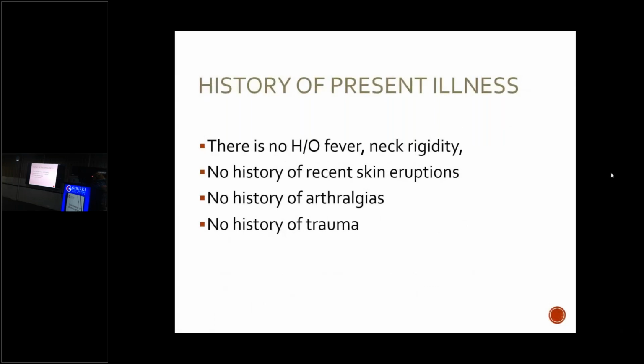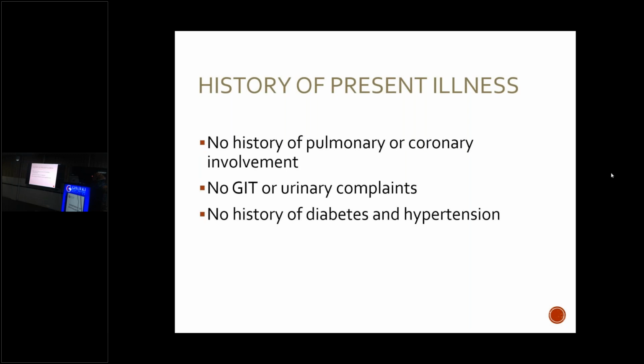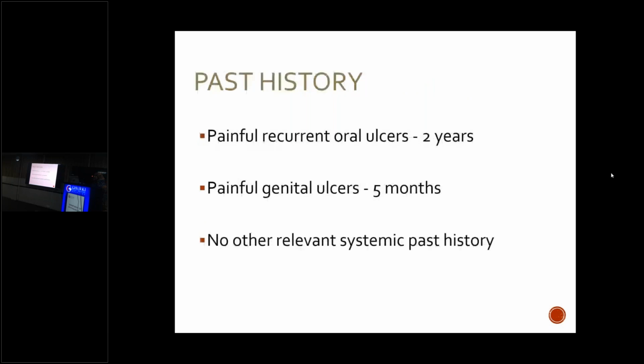There was no history of recent skin eruptions, no history of arthralgias, and no history of trauma. There was no history of pulmonary and coronary involvement. Urinary and GIT complaints were not there, and patient was non-diabetic and non-hypertensive. In his past history, patient had painful recurrent oral ulcers, 3 episodes in the last 12 months. There was also a history of painful genital ulcers on and off in 5 months.